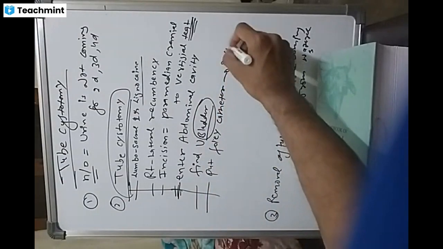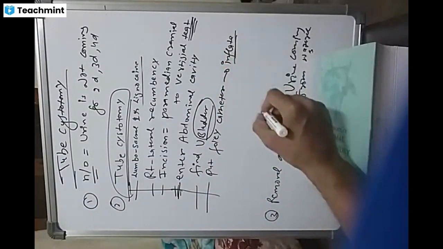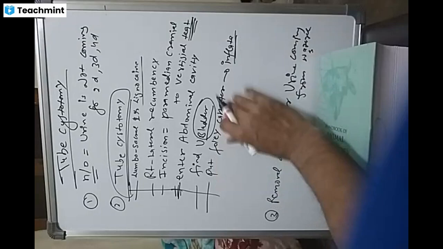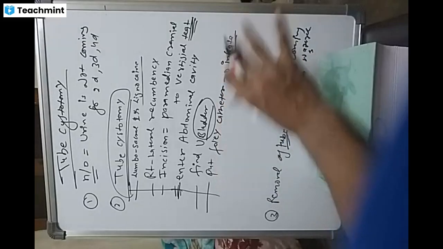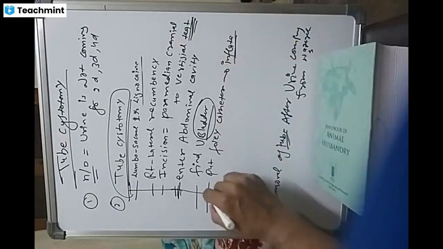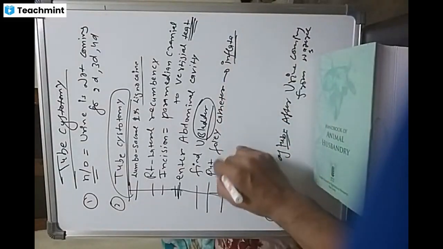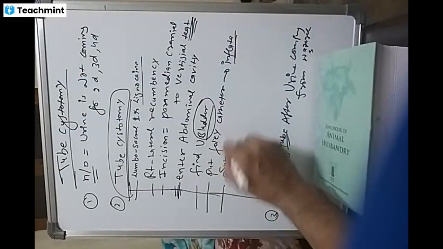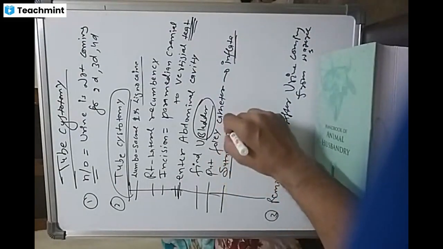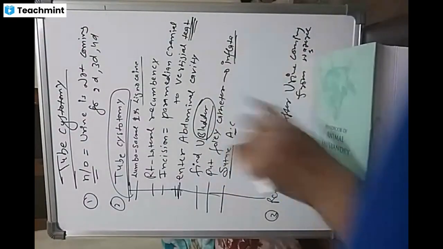Then we inflate the part of the bladder. The Foley catheter is kept inside. Then we suture the abdominal cavity and muscles and close it.